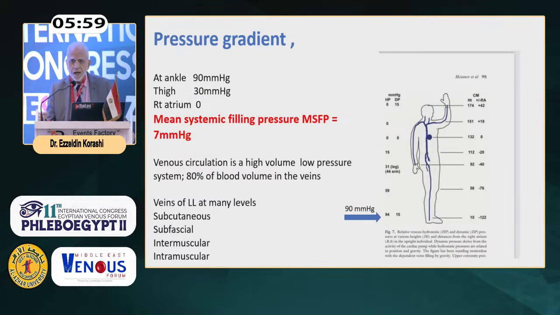Very important to stress that there's a pressure gradient. We have a high pressure at the foot and much lower pressure as we go proximally up the thigh to the heart till we find the pressure 0 at the right atrium. This pressure gradient is a very important hemodynamic thing. It's 90 millimeters of mercury at the ankle, and as we go up, it decreases gradually.